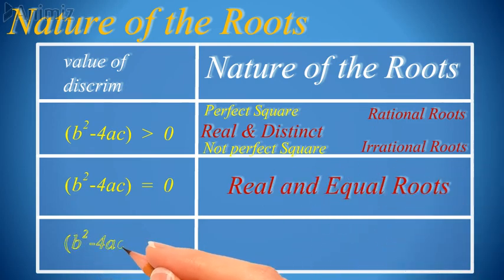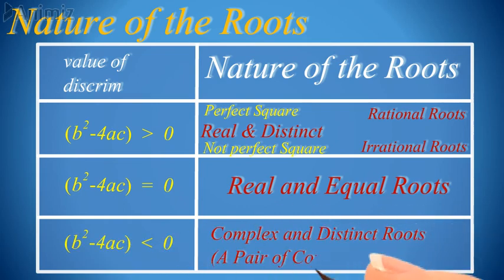If the discriminant is less than 0, the roots will be complex and distinct. Actually, the roots will be the complex conjugates of each other.